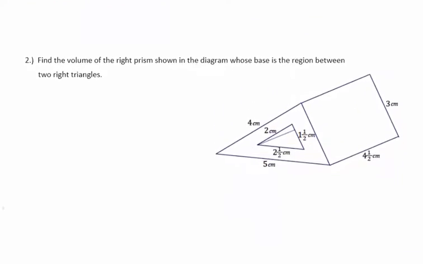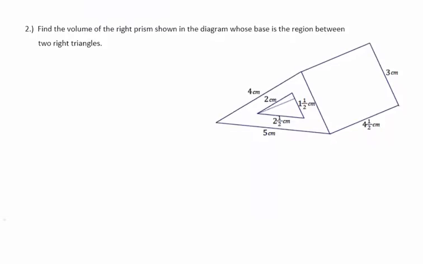Number 2 is a little different. Find the volume of the right prism shown in the diagram, whose base is the region between the two triangles. In this case now, we have two triangles, one taken out of the other. Here's our right angle.